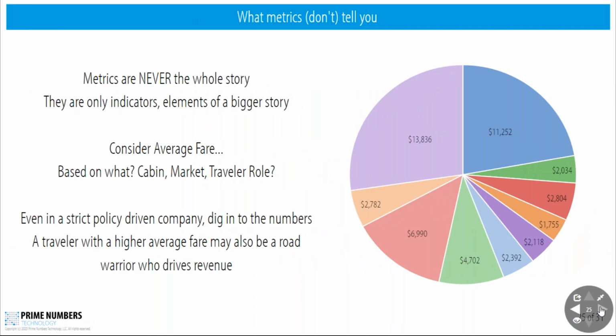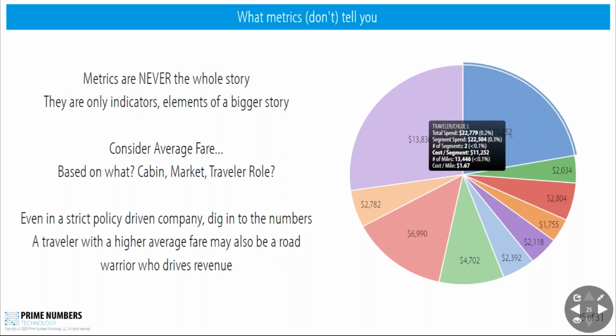So what don't metrics tell you? Metrics are never the whole story. They're only indicators of a bigger story. I have this really big pie chart to demonstrate that. This is showing average fare, but it has no context. Based on what? Based on cabin, based on market, based on the role of the traveler? We don't know. And even in a strict low fare policy driven company, we have to dig into the numbers and look at what's behind this.